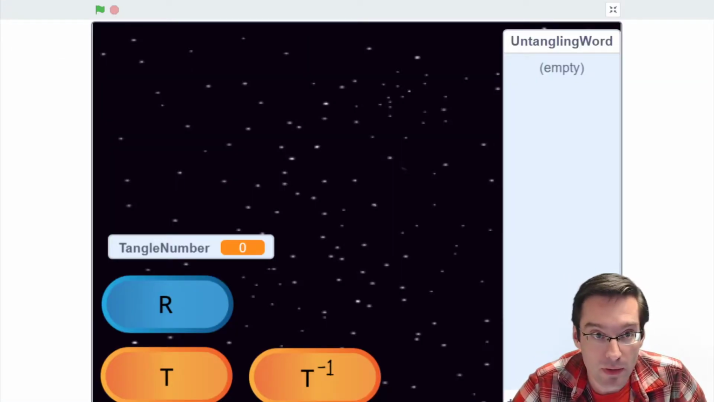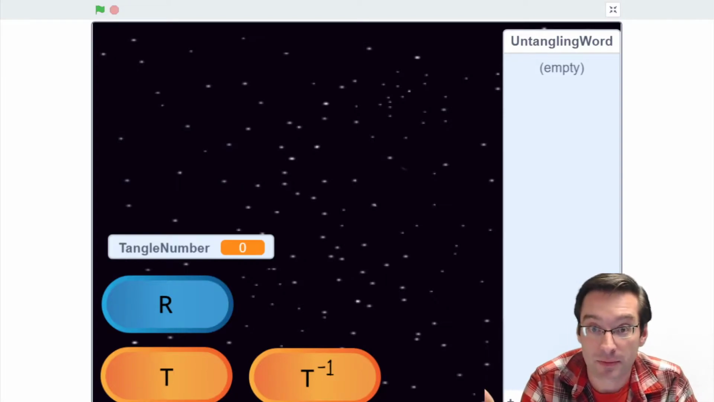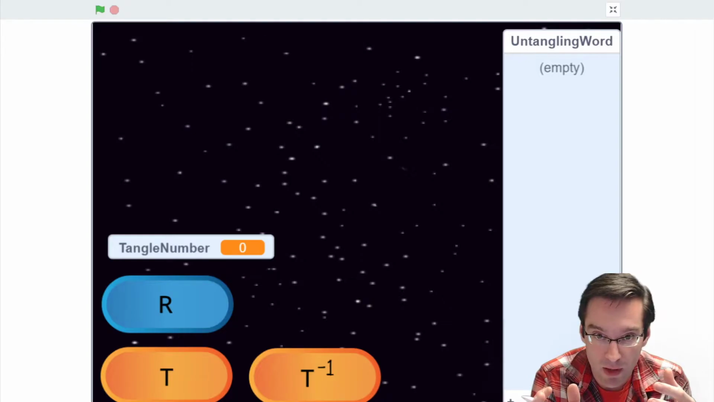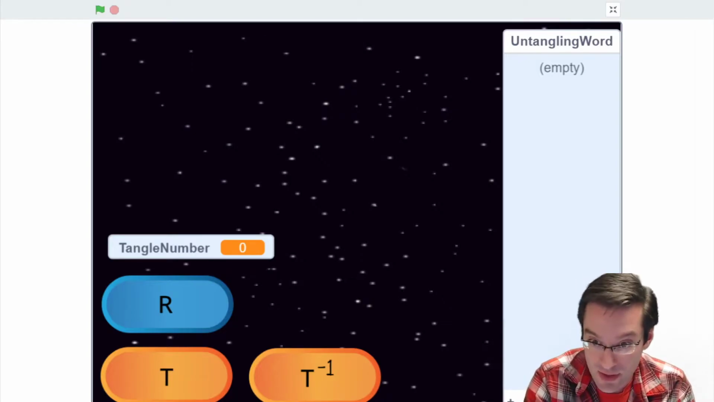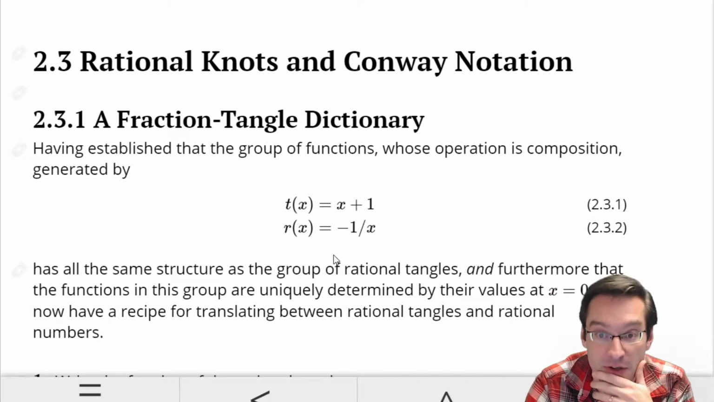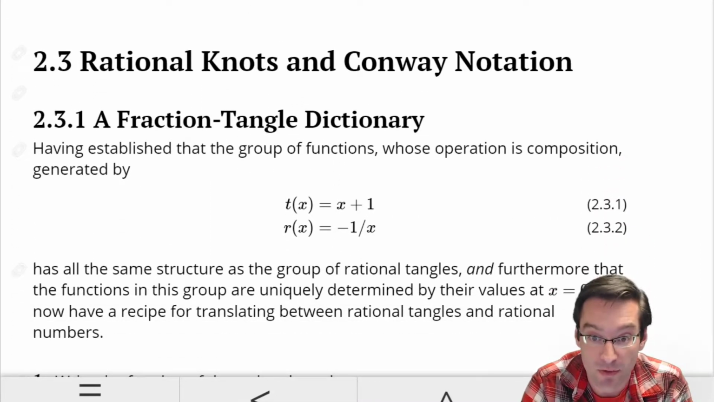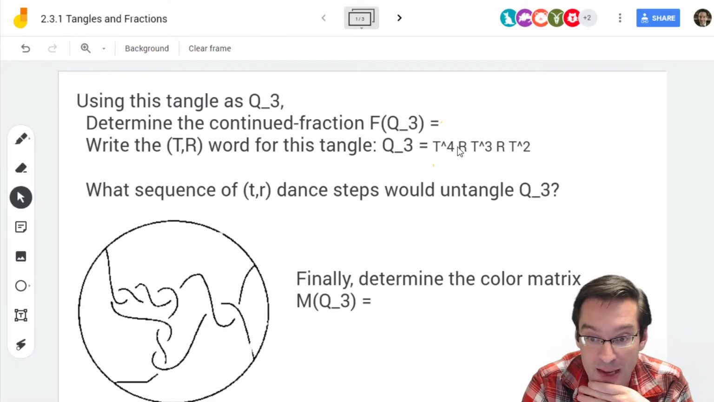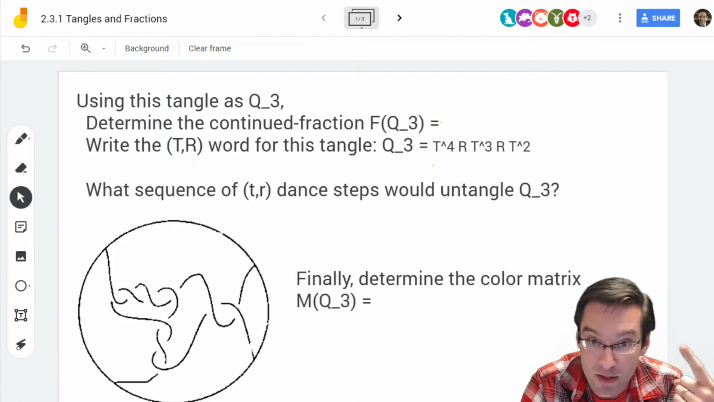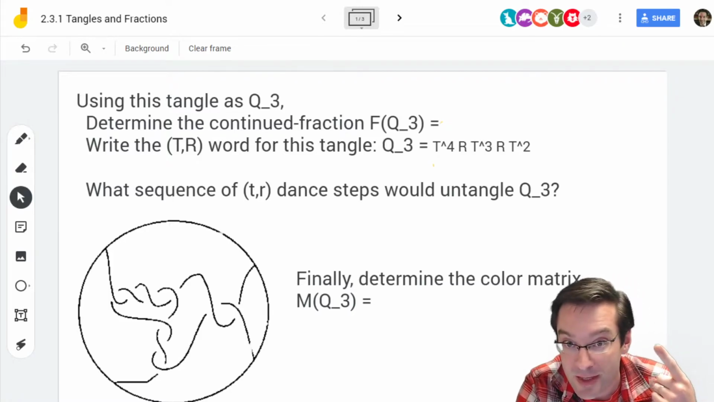So again, the key correspondence here is that when we're building a word using the functions t and r, little t and little r, where little t is the add one function, little r is the opposite reciprocal function. If I have a word built out of capital T's and capital R's in the rational tangle group, then those functions composed together are supposed to represent that rational tangle, and we can evaluate those functions at a single rational number, namely x equals 0, in order to do so.